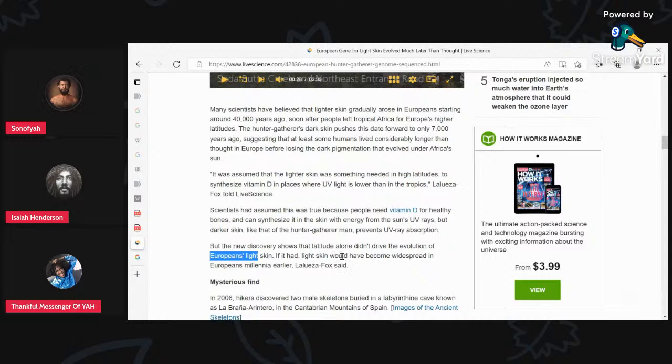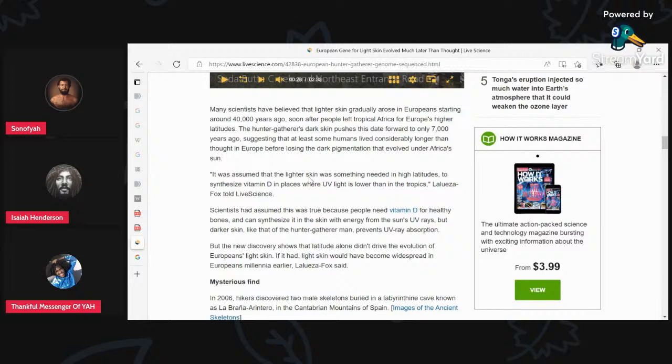If it had light skin, would it have become widespread in Europeans millennia earlier? All right, so again, if latitude was the reason for the changing of European skin into, I guess you could say, white pigmentation, it would have happened millennia ago. But because that's not the case, this skin color didn't come around until around 7,000 years ago, brother.